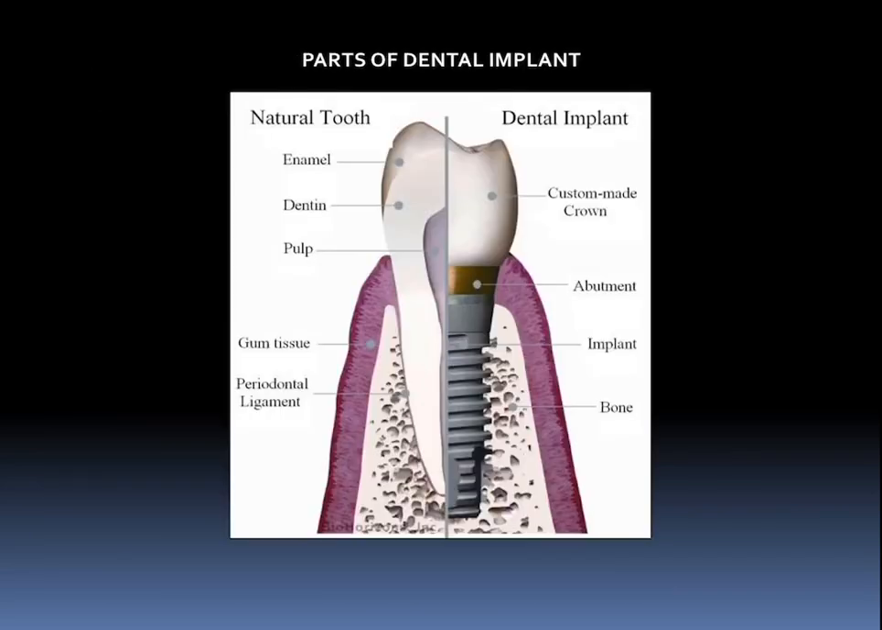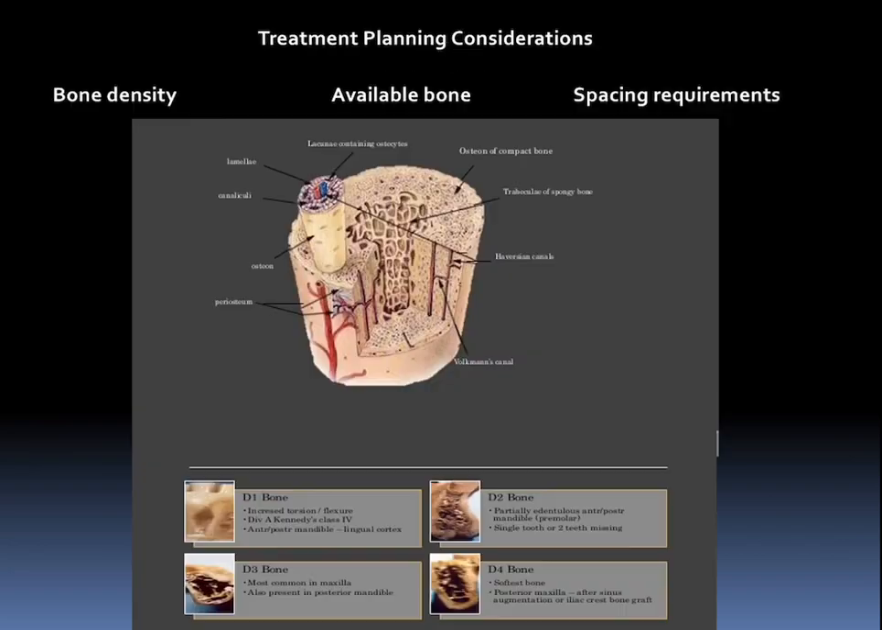So let's talk about the parts of a dental implant. When we see the natural tooth, the periodontal ligament lies by the bone and acts as a cushion. But when we see the osseointegration of bone and the implant, there is no PDL present. This is the crown part. This is the abutment, which is placed during the second stage surgery in a two-stage implant. This is the whole implant, which is an active implant, as you can see the threads, and this is the bone where it has been osseointegrated.